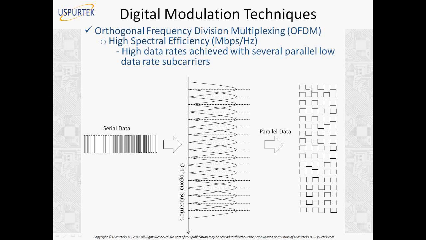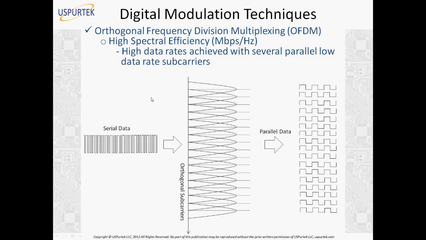But by combining these parallel data streams, we are increasing the bandwidth of the overall channel that consists of multiple orthogonal subcarriers. So that is the reason we have high spectral efficiency. What is spectral efficiency? That means how many megabits per second we can transmit per hertz. So it has high spectral efficiency compared to many other modulation techniques. High data rates can be achieved with several parallel low data rate subcarriers. And this is a very important key technology used in all wireless broadband technologies, whether it is wireless LAN, WiMAX, LTE, or wideband CDMA. We use OFDM.